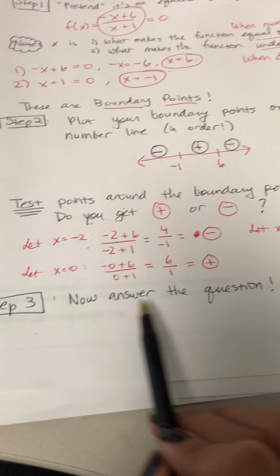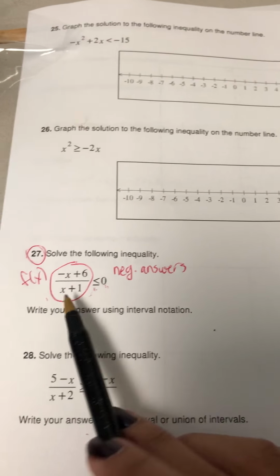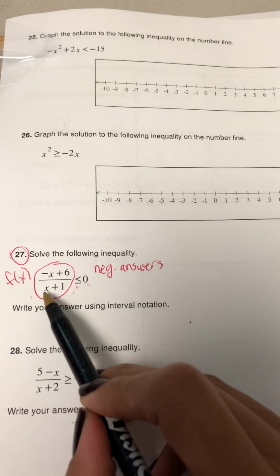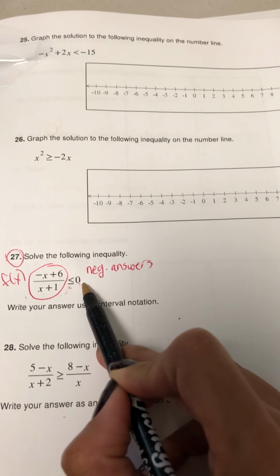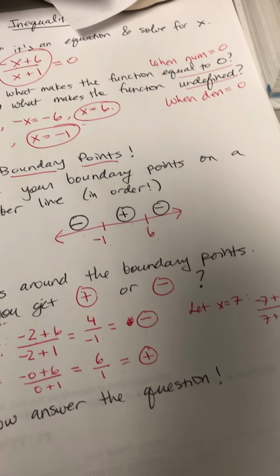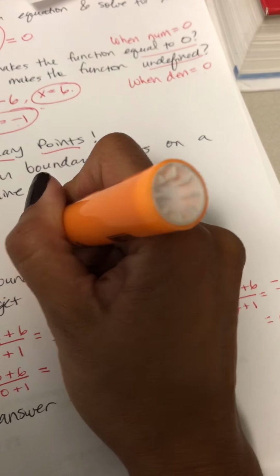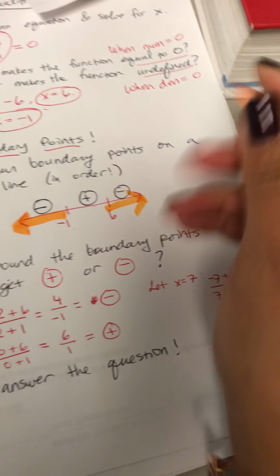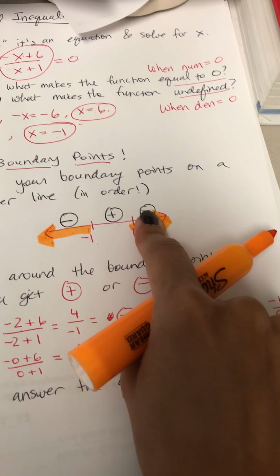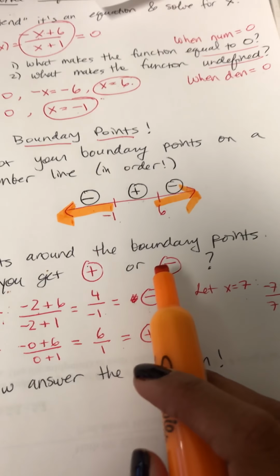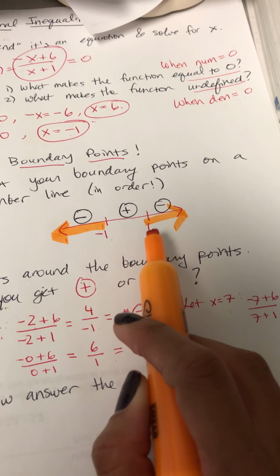So the last step now is to answer the question. The question is asking me what values will make this function less than or equal to 0. In other words, what values will make this function negative? So I want my negatives, right? So the answer is that these values here, anything from -1 to -infinity, anything from 6 to positive infinity will give me negative answers. And that's what I want. I want values that would make this function negative. Okay? So that's what the arrows stand for.